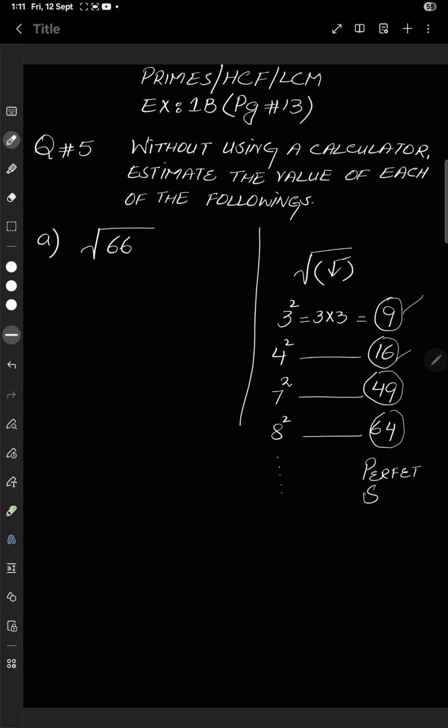Right? Perfect squares. And as I was telling you guys, inside a square root, usually the number we take is a perfect square. But what if we get a number which is not a perfect square, as in the given question? 66 is not a perfect square. What number is the perfect square? 64 is the perfect square, but 66 is not. So what do we need to do now, how will we find the answer?